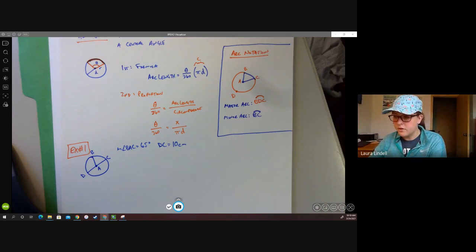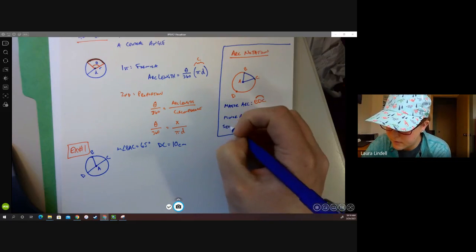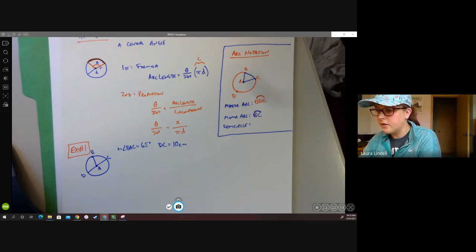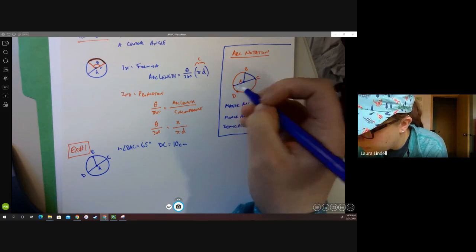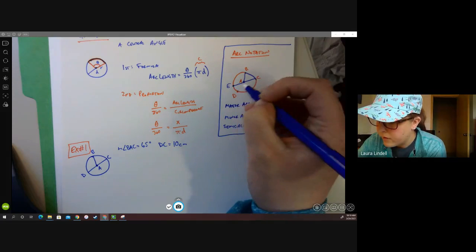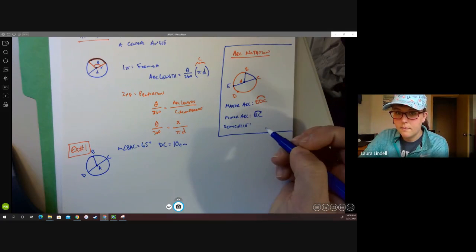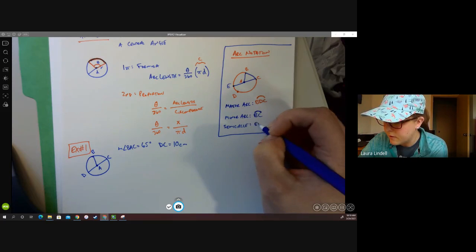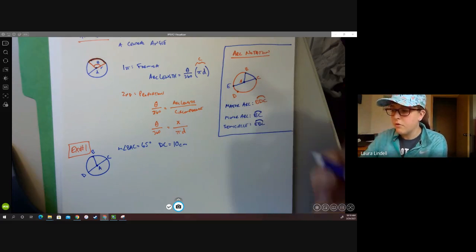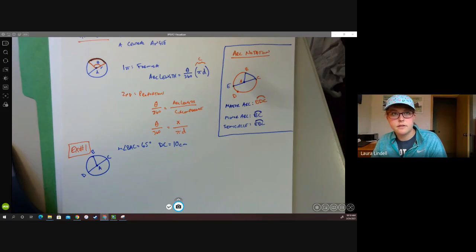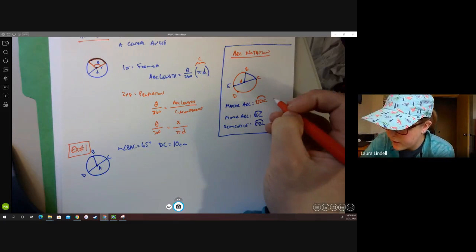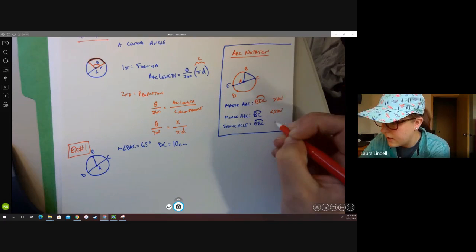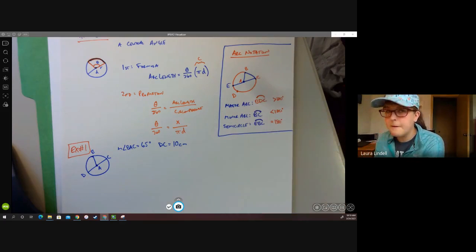Okay. And then there's also semicircles, which is a half circle. And that would be 180 degrees. So like, let's say we had something like this, where this is a diameter. A semicircle would be like EBC. And you also label those with 3 letters. So a major arc is greater than 180 degrees. A minor arc is less than 180 degrees, and a semicircle is equal to 180 degrees.